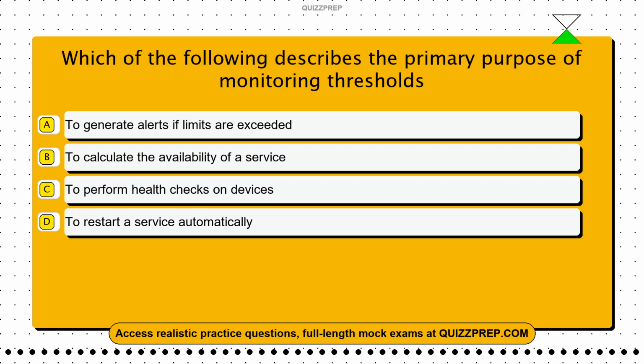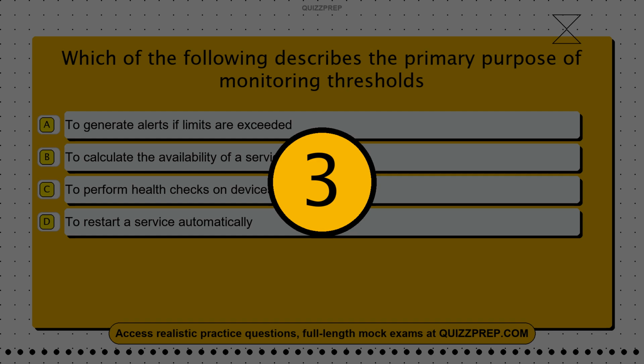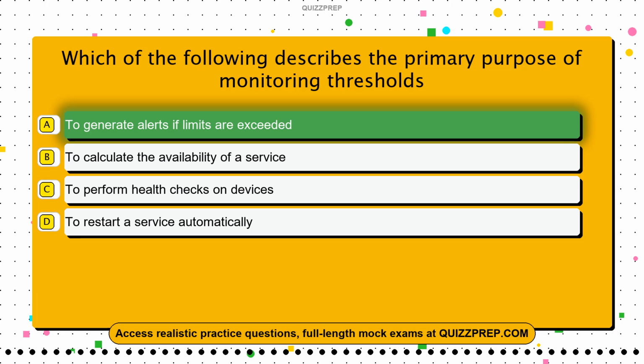Question 87. Which of the following describes the primary purpose of monitoring thresholds? Option A, to generate alerts if limits are exceeded. Option B, to calculate the availability of a service. Option C, to perform health checks on devices. Option D, to restart a service automatically. The correct answer is option A, to generate alerts if limits are exceeded.